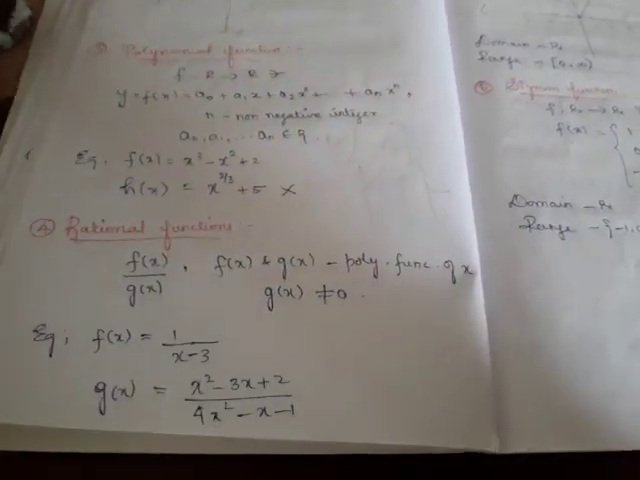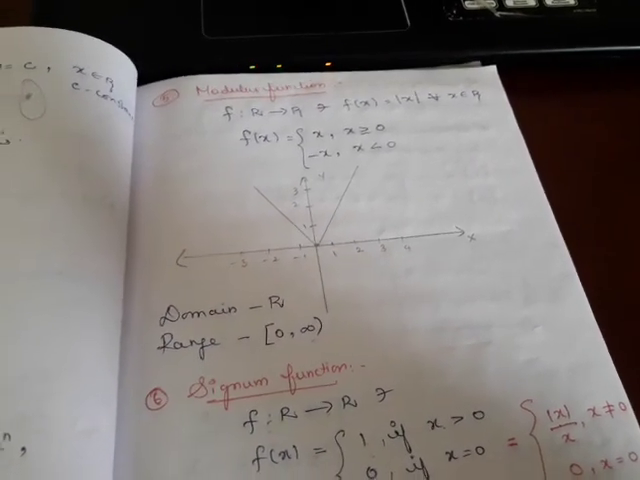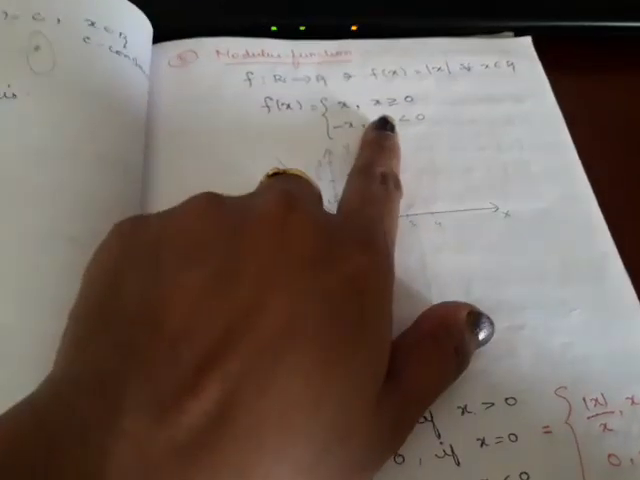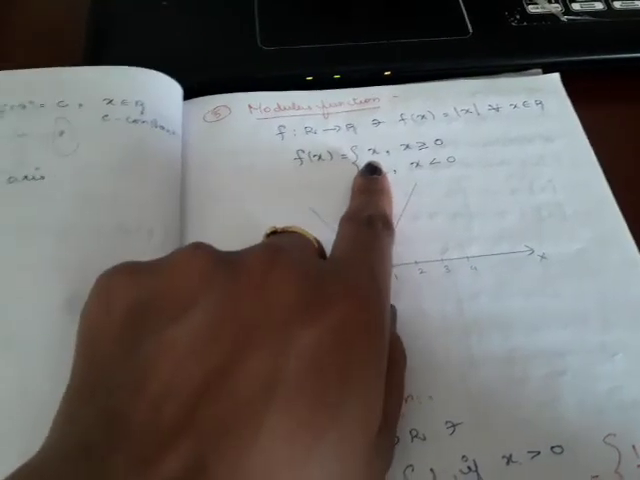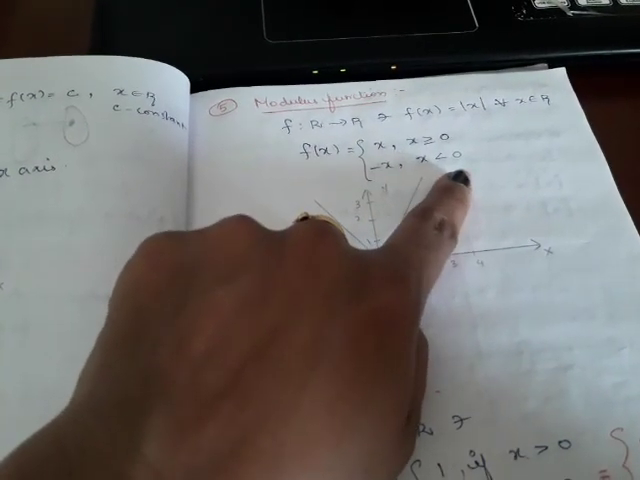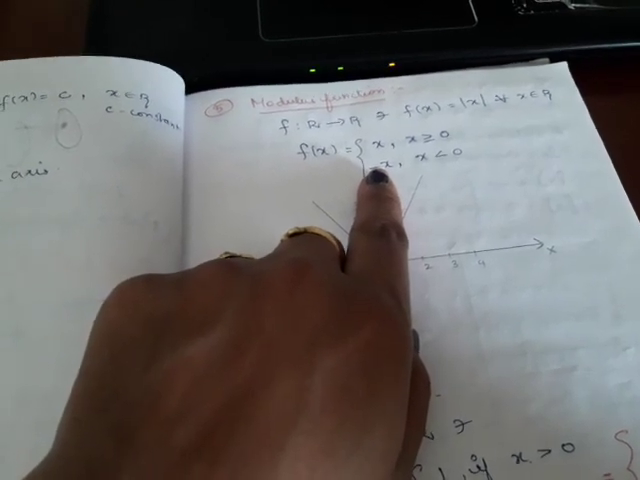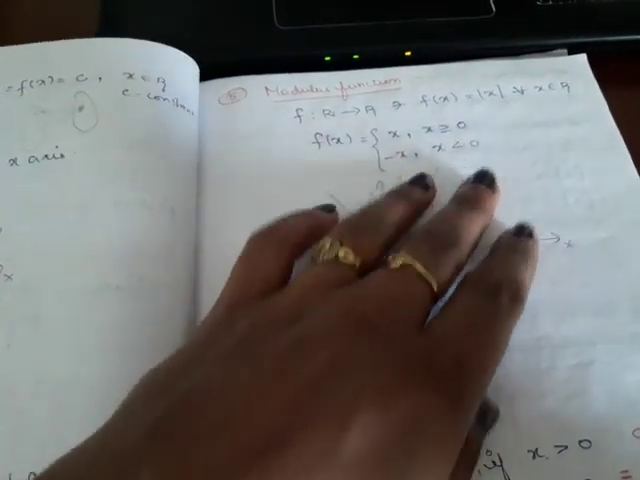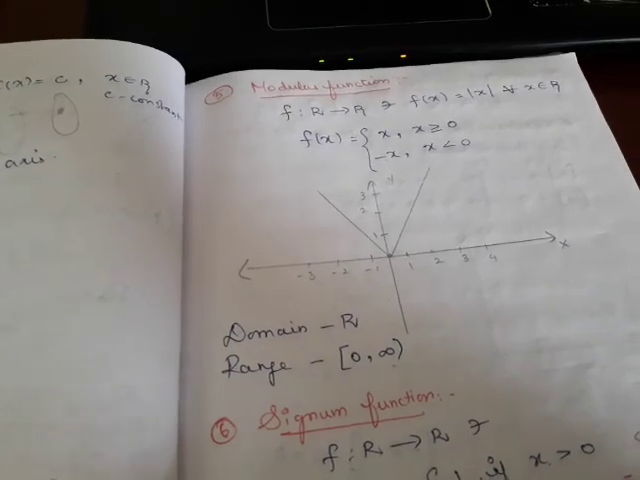Polynomial function, rational functions, then modulus function. This is very important. What is meant by modulus function? f of x equals mod x. If the element is greater than or equal to 0, the value will be the same element. If the value is less than 0, it will be the negative of that, which means we will get a positive value. Negative of negative will become positive. So any number under modulus, we will get the positive number as the answer. For that case only we use the modulus symbol, right?